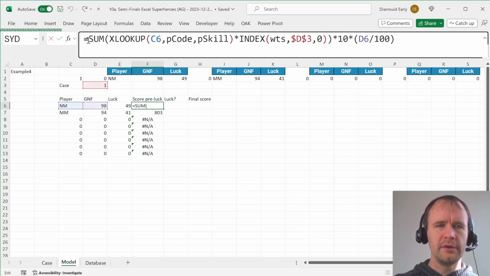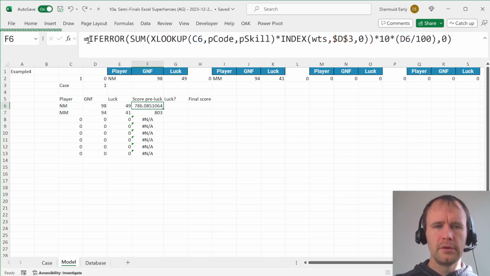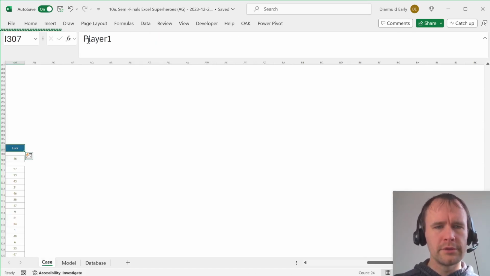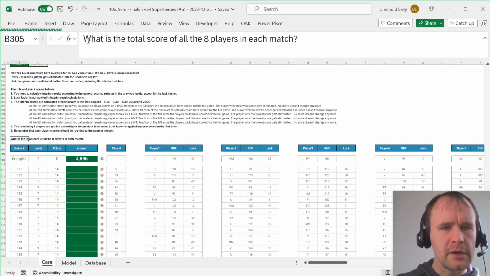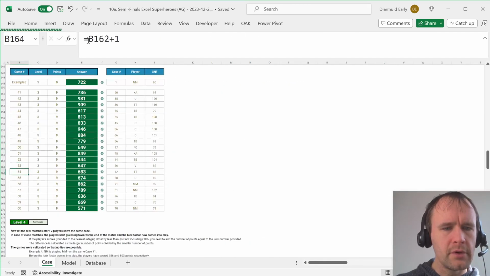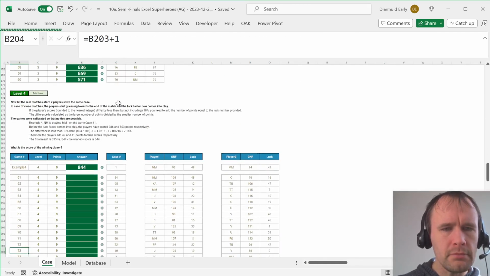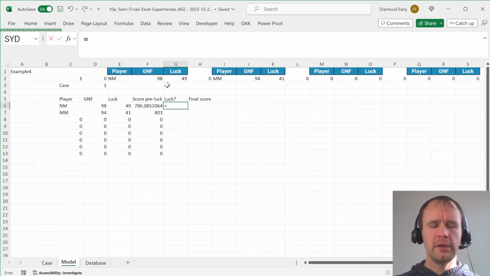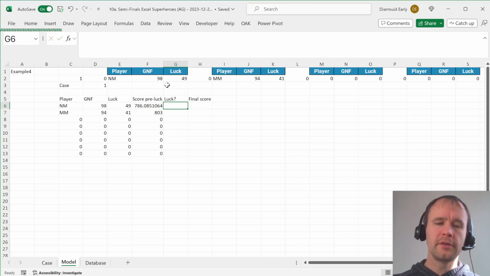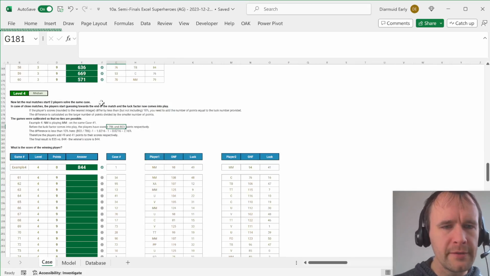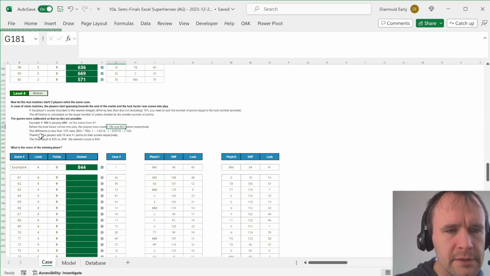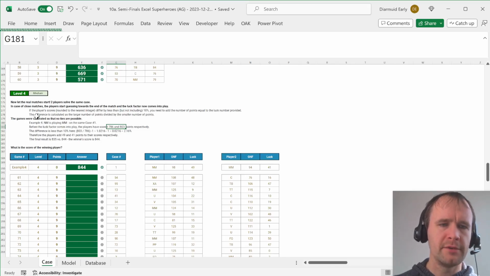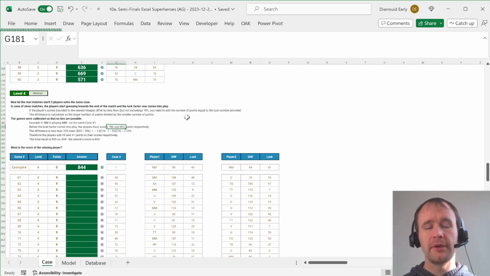I'm just going to say if error 0. So let's just see, we should have an example that describes this. Back up to level 4. 786 and 803. Yep, good. Okay, so then what I need to think about is, is there another player within 10% of this player? And it's quite specific about this. Yes, the difference is calculated as the larger number of points divided by the smaller number of points.